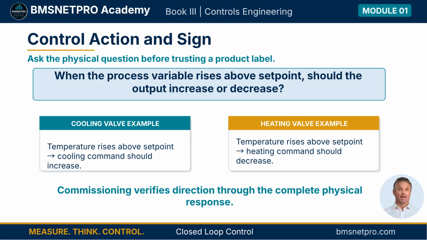For cooling, a temperature rise should generally increase the cooling valve or cooling airflow request. For heating, a temperature rise should generally reduce heat. Then verify the full physical response during commissioning. The sign is correct only if the building moves in the intended direction.